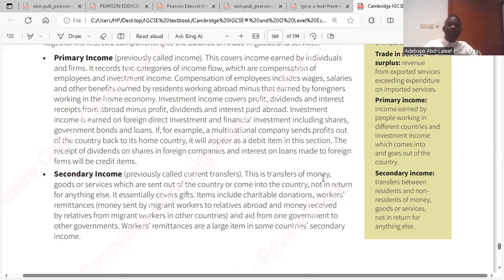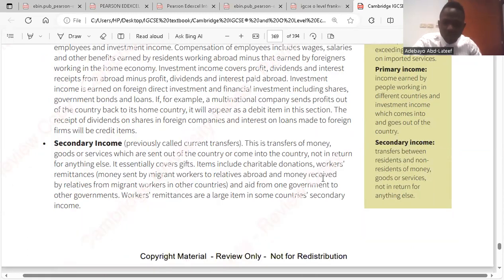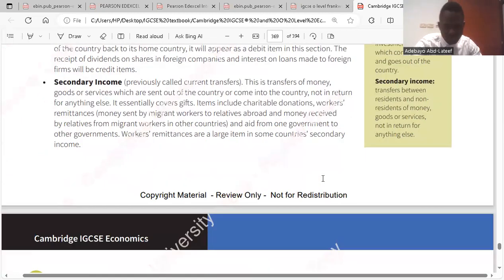Unlike the primary income, which means services were rendered before that interest was paid, or shares were bought before dividends were paid. For secondary income, nothing like that. I think it's clear. So here they said, it essentially covers gift items, including charitable donations, which I already explained.